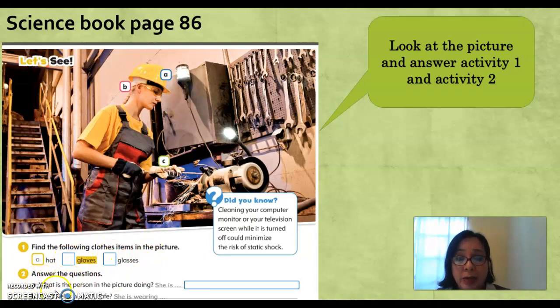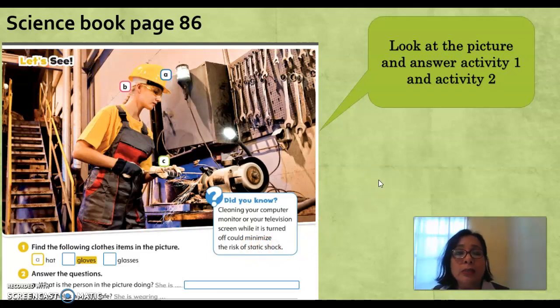Also, answer the questions. What is the person in the picture doing? She is. And what helps her stay safe? Safe is secure, okay? Not in danger. Also, there is a note. It says, did you know? Cleaning your computer monitor or your television screen while it is turned off could minimize the risk of a static shock when your hair is like that, static, okay?